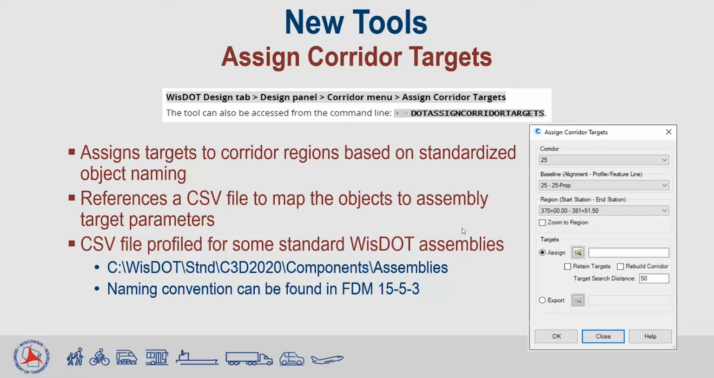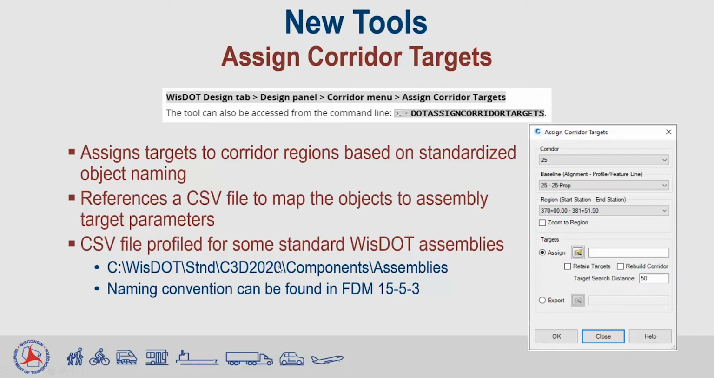Assign corridor targets is the next tool we're going to talk about. This one is found on the Design tab, the Design panel. There's a corridor menu. You'll find an Assign Corridor Targets button there. This assigns targets to your corridor regions based on a standardized naming convention. So again, this tool will reference a CSV file that'll map objects to assembly target parameters. We provide sample CSV files that coincide with some of our WisDOT standard assemblies.